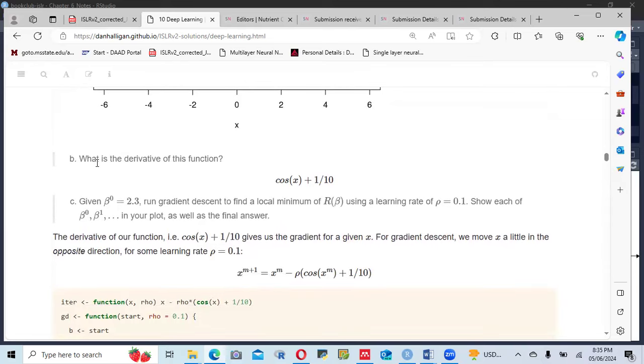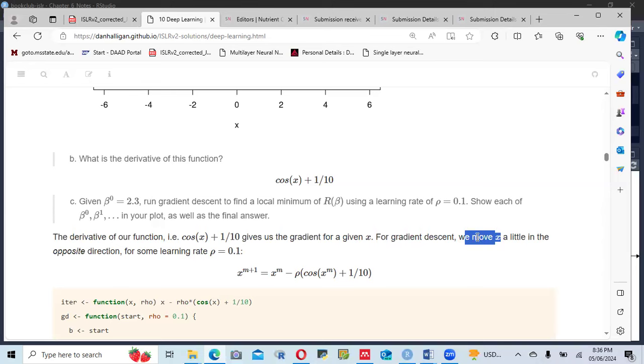They now ask: what is the derivative of this function, which is cos x plus 1 all over 10? Given that beta 0 is equal to 2.3, we should run gradient descent to find a local minimum of R of beta using a learning rate of rho equal to 0.1. We should show each of beta 0 and beta 1 in the plot, as well as the final answer. The derivative of our function, cos of x plus 1 all over 10, gives us the gradient for a given x.